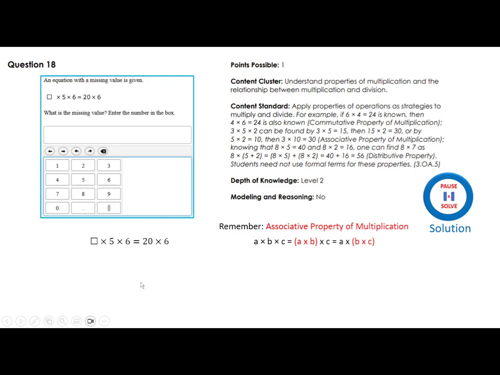So now if you go back to here, what happened here is blank times 5 times 6 equals 20 times 6. So if I want to evaluate this, I can do this first. Blank times 5 times 6 equals 20 times 6. Now what do I notice here? That these here are supposed to be the same, right? So blank times 5 is 20. So ask yourself, what number multiplied by 5 gives me 20, and that is 4, okay? 20 divided by 5 is 4.